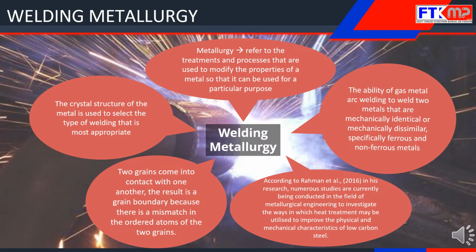To ensure that the weldment parameters are satisfied, the crystal structure of the metal is used to select the type of welding that is most appropriate. Low carbon steel has a body-centered cubic microstructure, which can change during the formation and joining of the weld pool, and as a result, the welded surface will have heterogeneous microstructures.